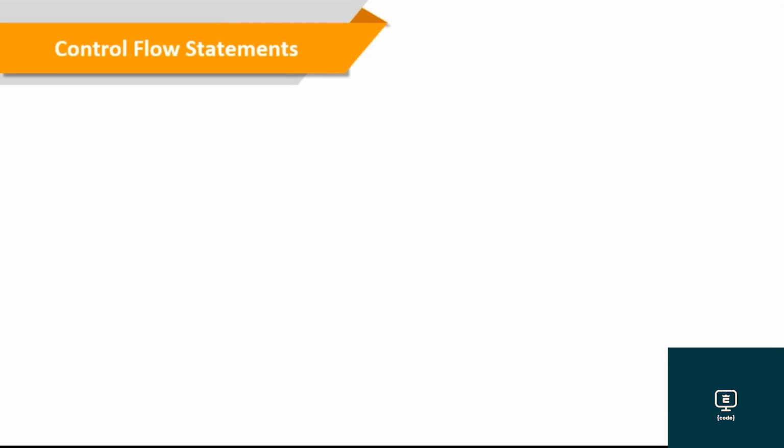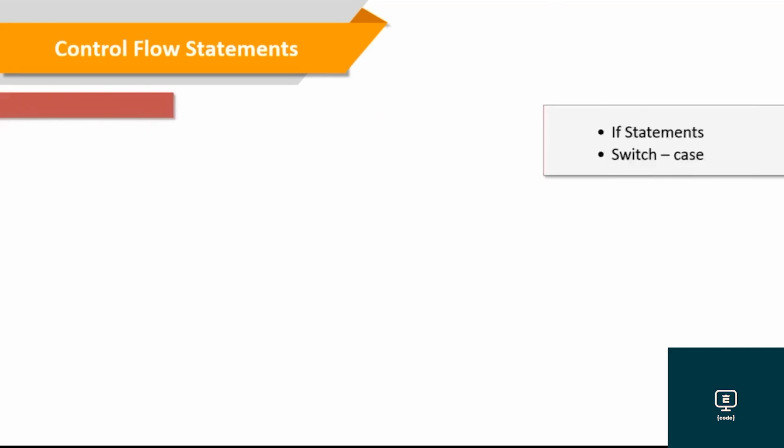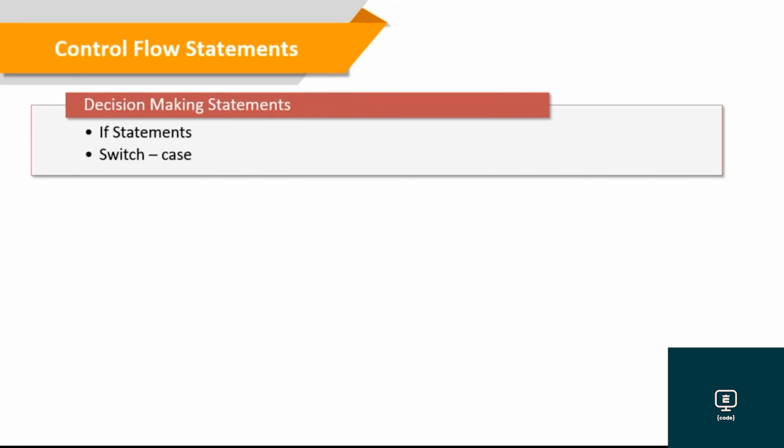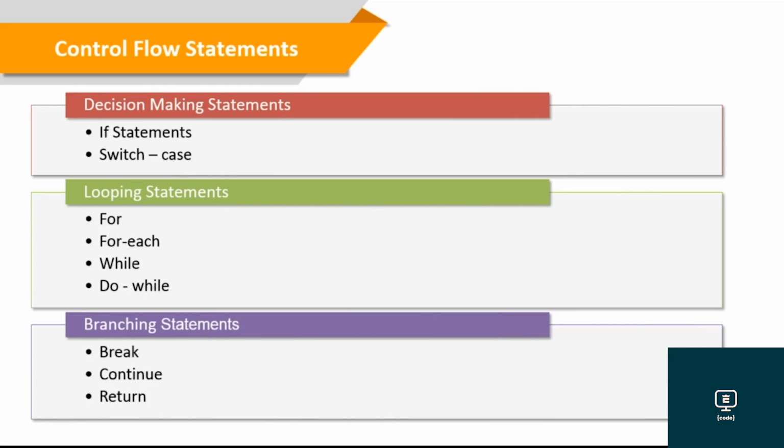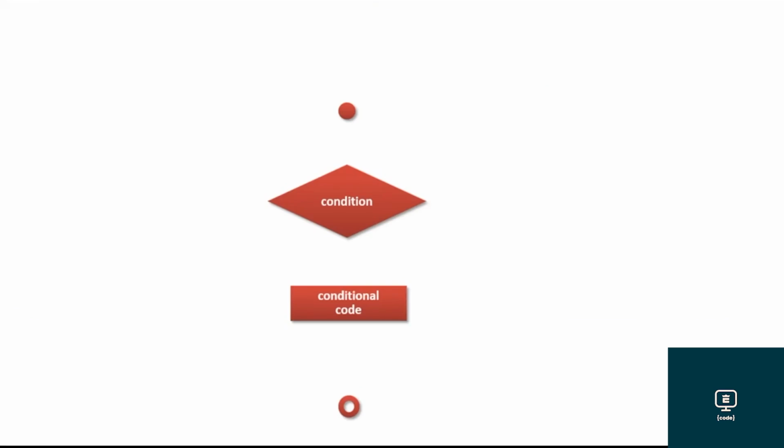Control flow statements. Now, I promised you earlier, so in this section, we're going to learn the fundamentals of the Java programming language. And we're going to learn decision-making statements, such as if statements and switch case statements. Then we're going to have fun with looping statements, such as for each, while, and do while loop statements. Then we're going to learn the branching statements, such as break, continue, and return. Decision-making statements.